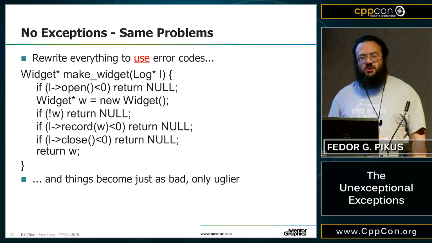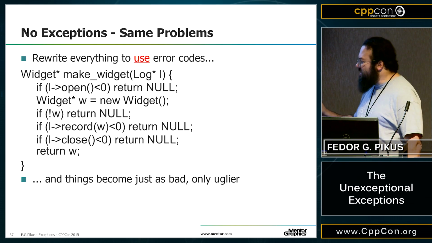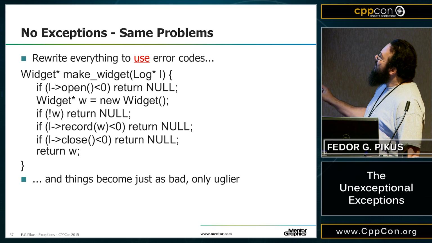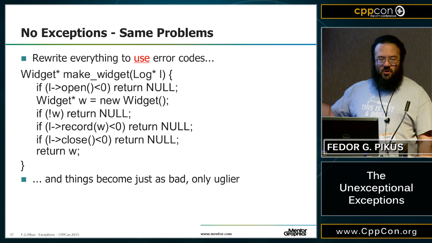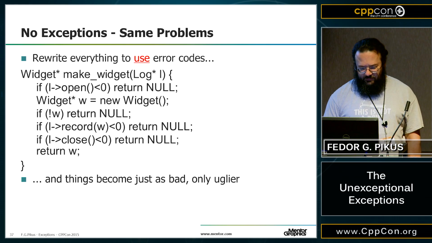Okay, now let's actually use error codes. I said use error codes. Let me highlight, use error codes. If open failed, return null. If widget creation failed, return null. If record fails, return null. Well, all of the same problems that we had with exceptions actually can happen here, only the code looks uglier.